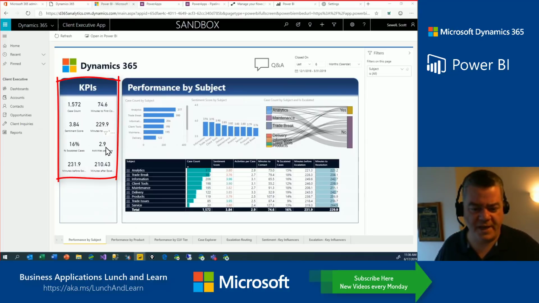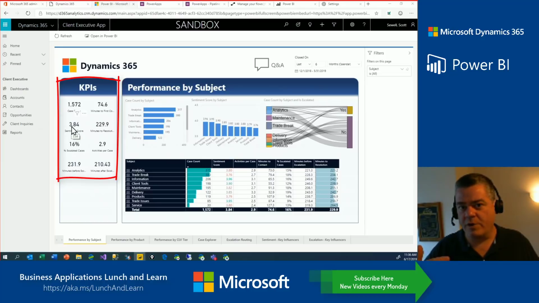There are other ones like the number of cases, activities per case, how long in total it takes to get to a case resolution, and the percentage of escalations. But I've also got this interesting one called sentiment. How happy are our customers with the service we're providing? That sentiment score is one we want to improve. Are we doing better? Are we better at our service? And what actually drives great customer service and not great customer service? Can we explore that?